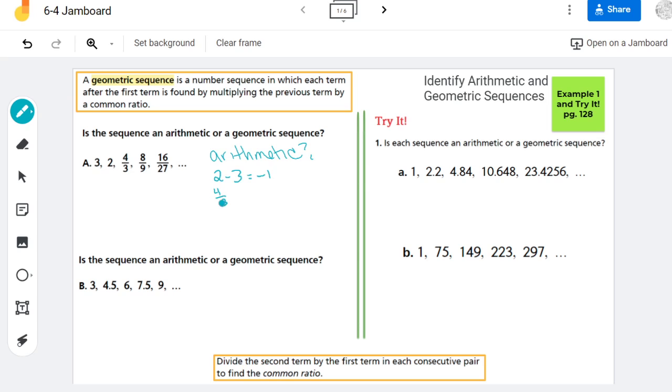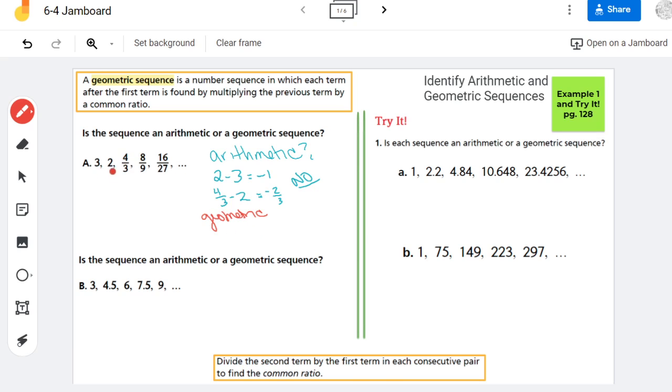And then I'm going to do 4/3 minus 2. I'm going to kind of cheat a little because I don't actually know that off the top of my head. It's -2/3. So right away you could see, no, this is not arithmetic. So now let's check for geometric.